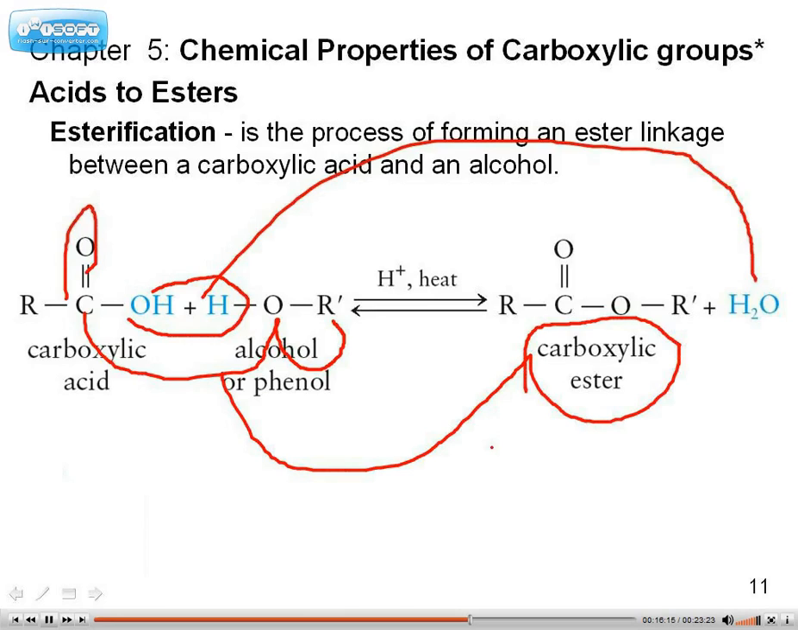Carboxylic ester. There are various names for the same thing. Some people call this carboxylic acid ester. Other people just refer to this as an ester by itself. The key word on this one is ester. Now, the process of making an ester is called, cleverly, esterification.